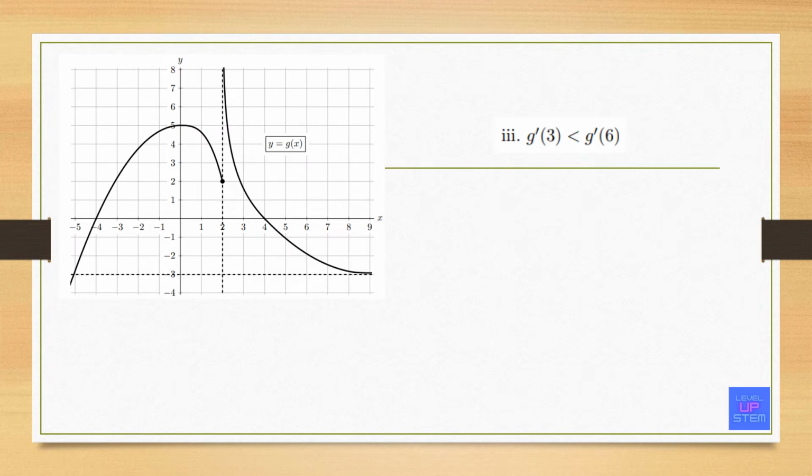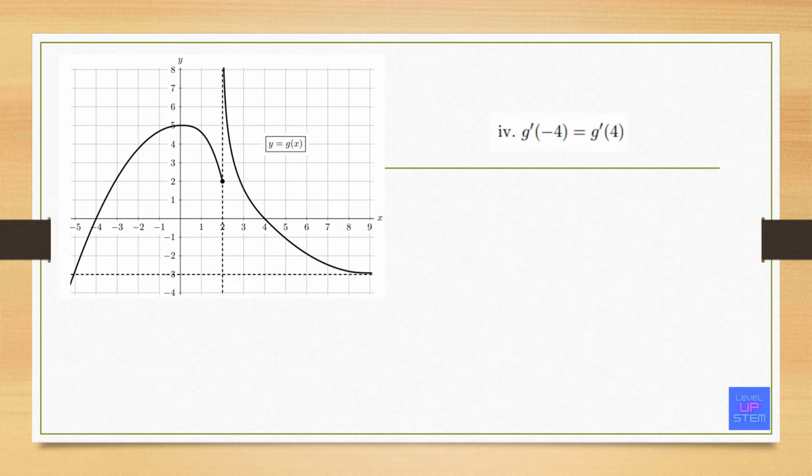The third one, g prime of 3 is less than g prime of 6. So that means g prime of 3 right here is less than g prime of 6. So comparing that slope, that would be true since g of 3 has a steep negative slope compared to g of 6, which isn't quite as negative of a slope.